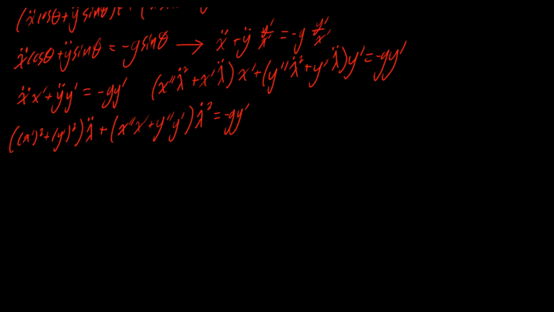But even though you see a lot of x and y's, just remember that this is all in terms of lambda, or whatever parameter we choose for the path. So for example, x prime, y prime, these are all functions of lambda. X double prime, all functions of lambda. So this is actually just a second order differential equation in terms of lambda. And that was pretty much our goal.